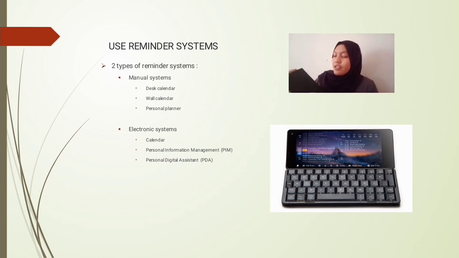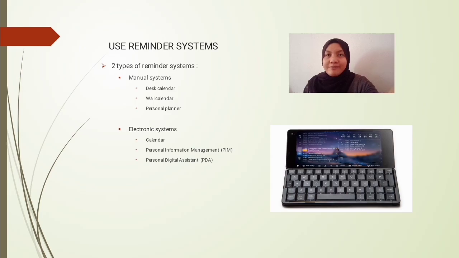Here is an example of a personal planner, which is actually a small notebook, and it contains a calendar and also a space to record appointments. Then for electronic system, we have calendar, personal information management, PIM, and personal digital assistant, PDA. I already attached a picture here on the slide, which is an example of a PDA. So that's all from me.